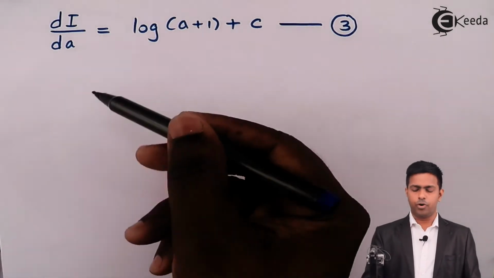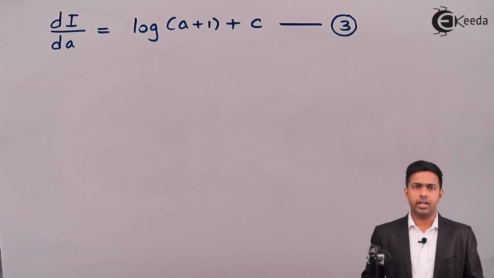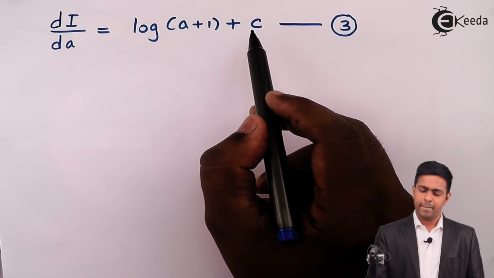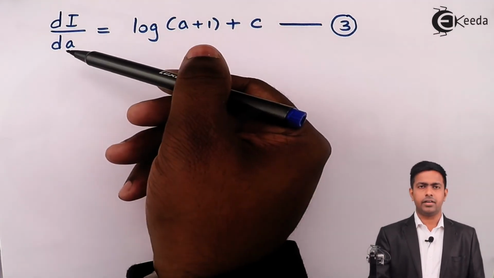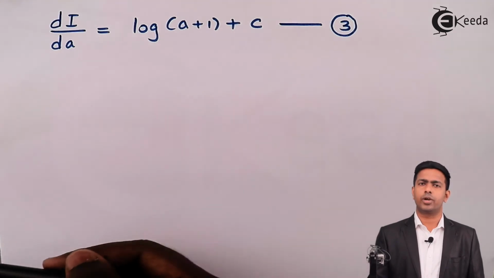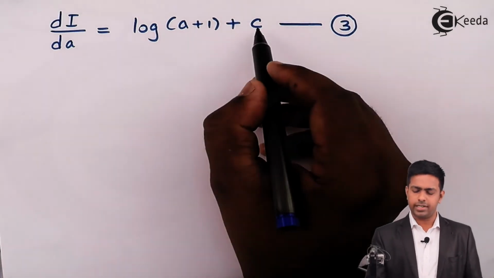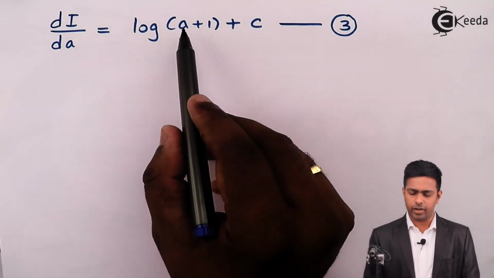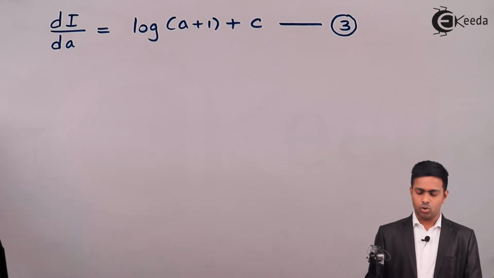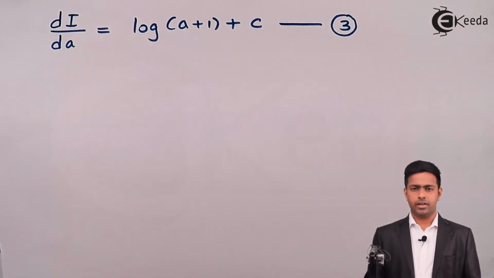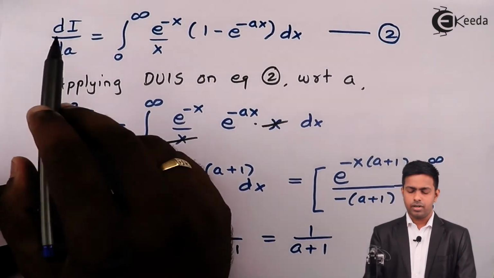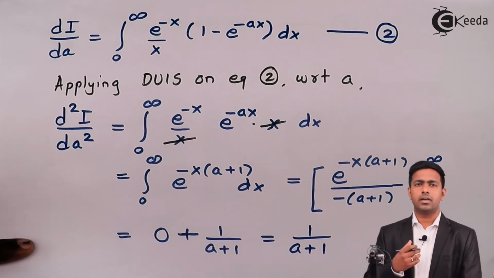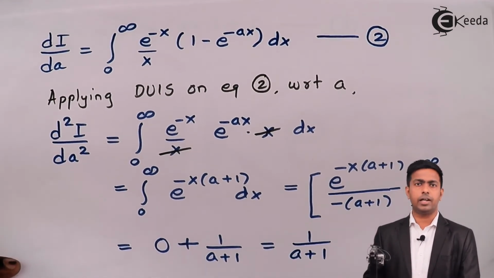Now to move further and to get the value of I of a, we have to first get the value of the constant of integration c, and then we will again integrate this term on both sides to get the value of I of a. Now how to get c? And for that we have to substitute some appropriate value of a in di by dA. So here equation number 3 as well as equation number 2 is di by dA. So in these two equations we will put appropriate value of a to get the value of c.